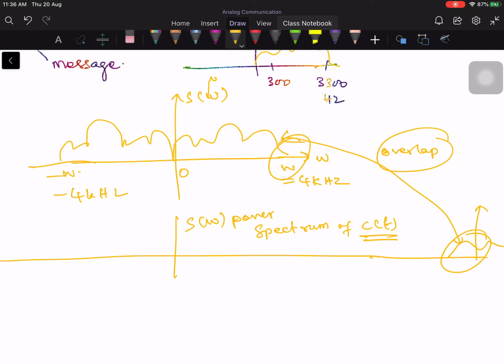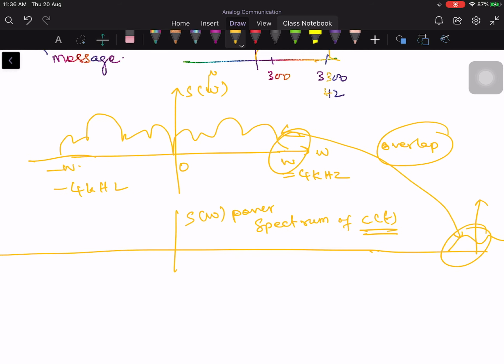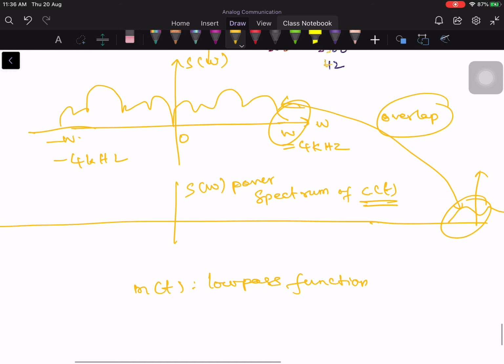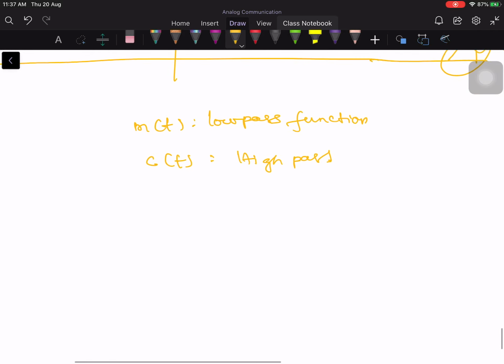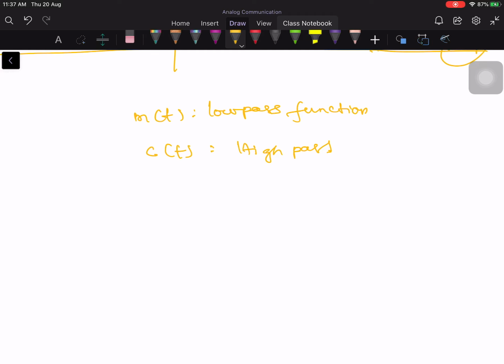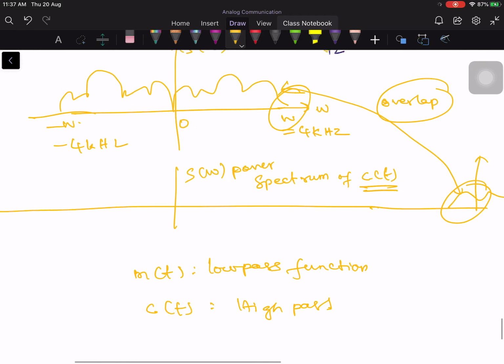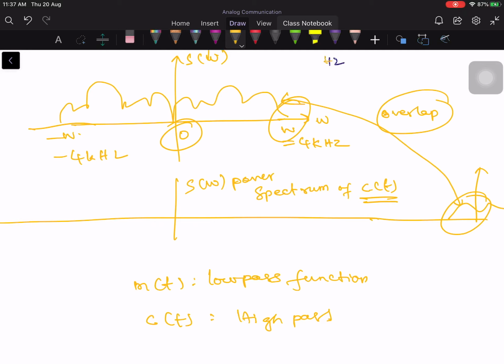So without loss of generality, let us say m of t is the low pass function and C of t is the high pass function. Low pass means its spectrum occupies the lower frequency component, maybe centered around 0. Look at here, it is centered around 0 or close to 0. And high pass means it could be the other way around. It occupies the higher portion of the spectrum.